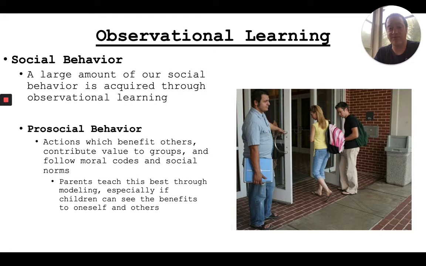Pro-social behavior is just the term given to any action that we do that benefits others, or that follows social norms and moral codes and things like that. And the best example of this is, obviously, as a parent myself, I try to model behavior that I expect my kids to do when they are in public or when they're around others.